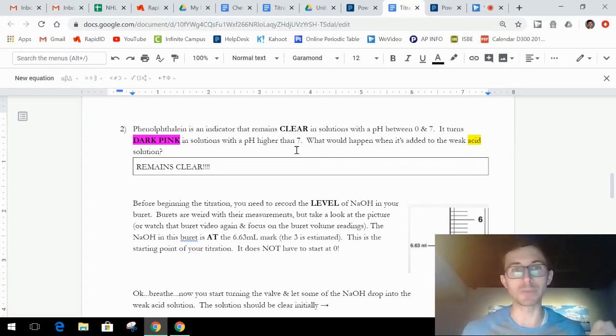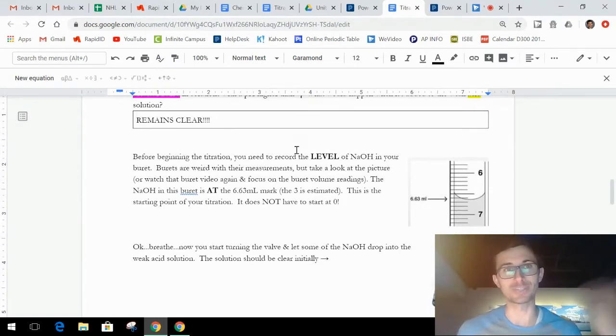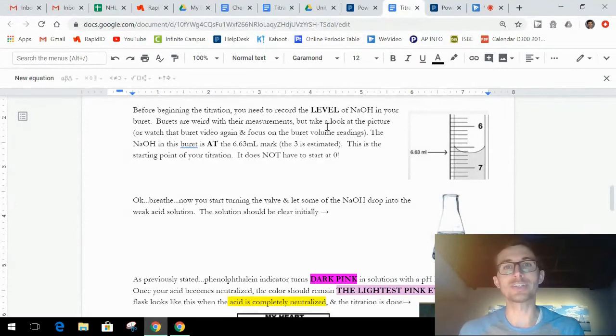Now, if I add too much base, it turns dark pink, and that's no good. You'll see that in another video. So before we begin the titration, you need to record the level of NaOH in the burette. So burettes measure liquid kind of strangely. Over here, I have a picture of what it would look like. And again, the video on this document shows you how to read these things. So I'm going to say that the level of the NaOH starts at 6.63 milliliters.